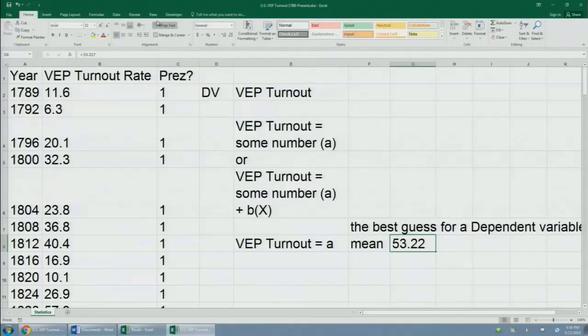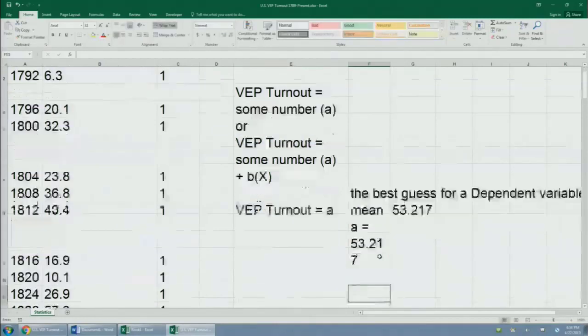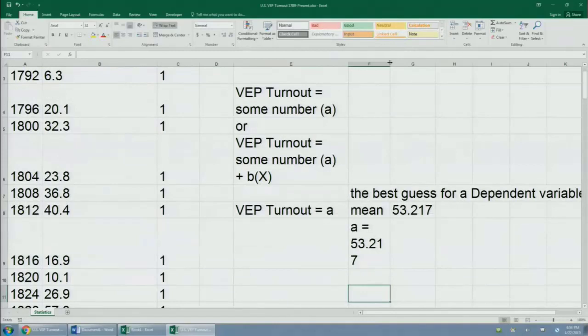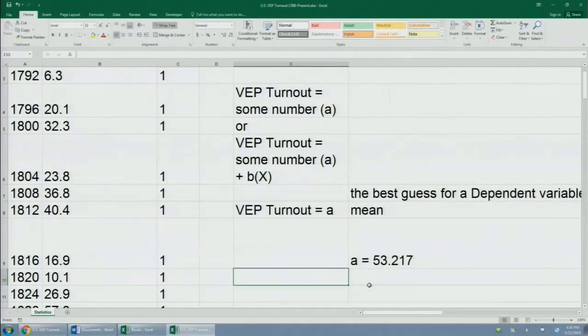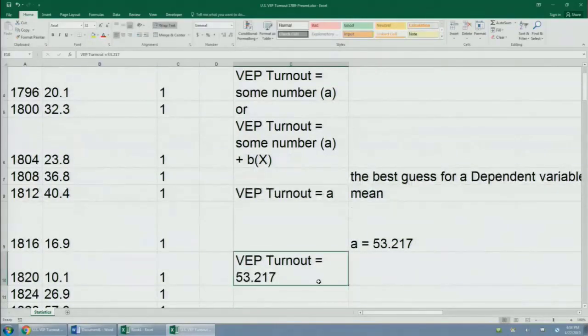And if you've got nothing else, that means A equals 53.217. And that means if you've got nothing else, VEP turnout equals 53.217. That's your best guess if you've got nothing else to go on. You've got no other independent variable. Okay?